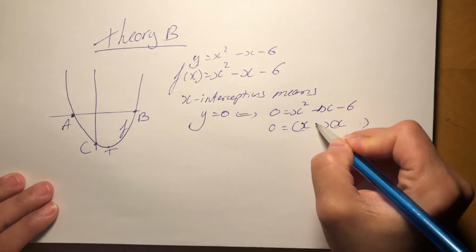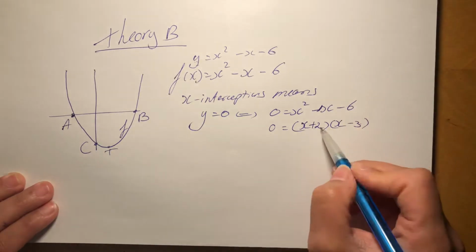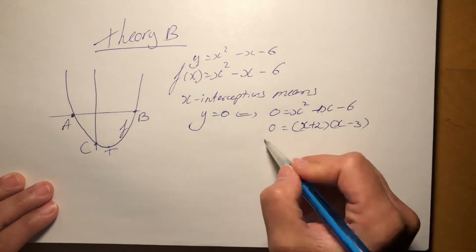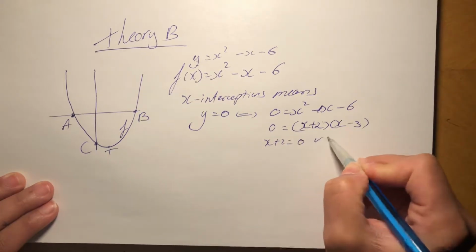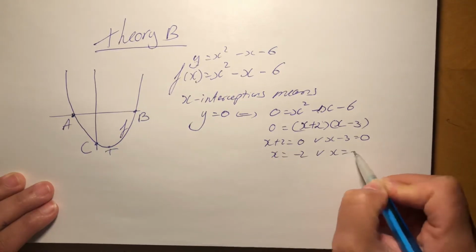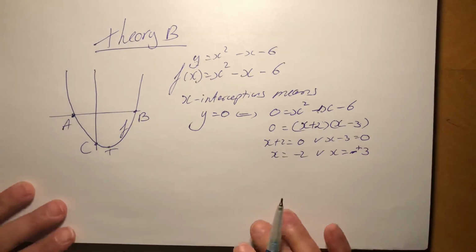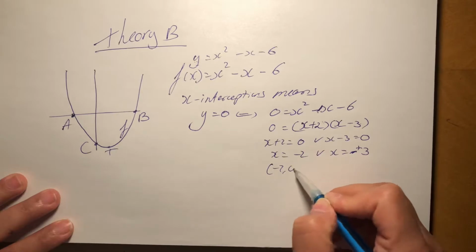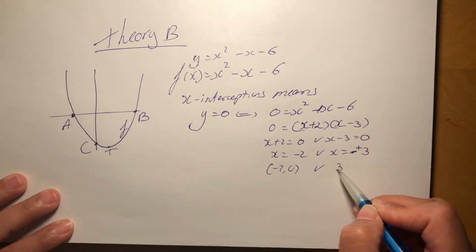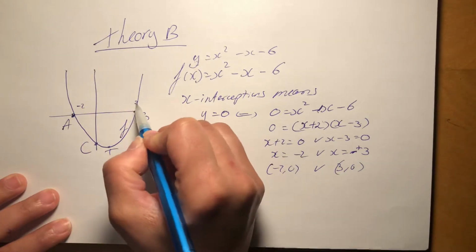It's going to be positive 2 and negative 3 because 2 times negative 3 is minus 6 and 2 minus 3 is negative 1. You get x plus 2 is 0, x minus 3 is 0, x will be negative 2 or x will be positive 3. Yeah, positive 3. So the coordinates will be negative 2, 0, and 3, 0. Look at the graph. Could be negative 2 over here, 3 over there.